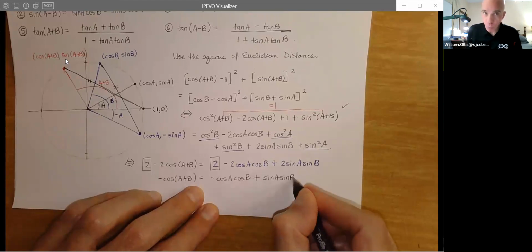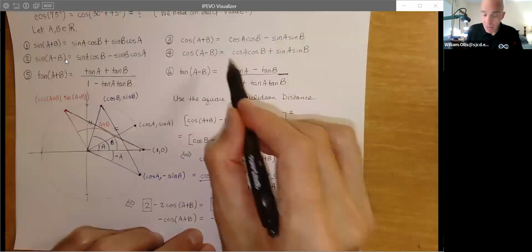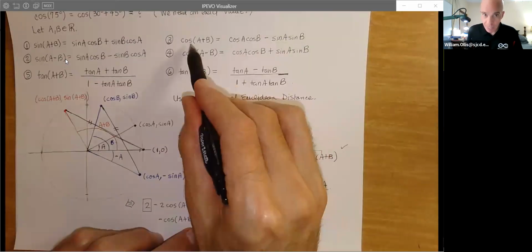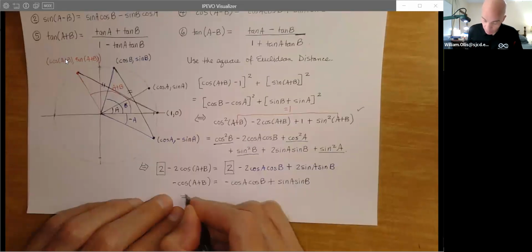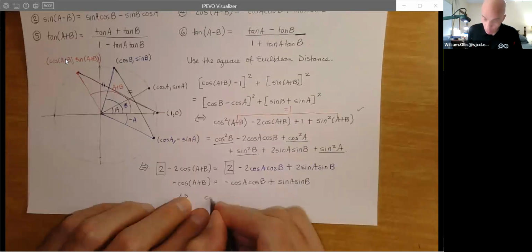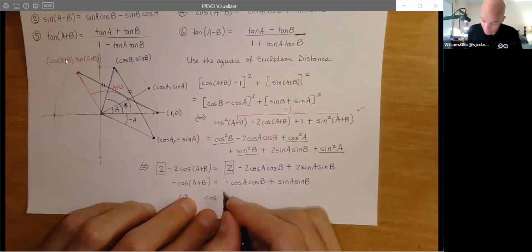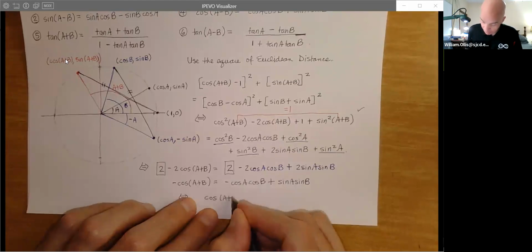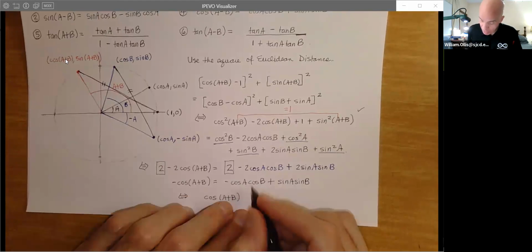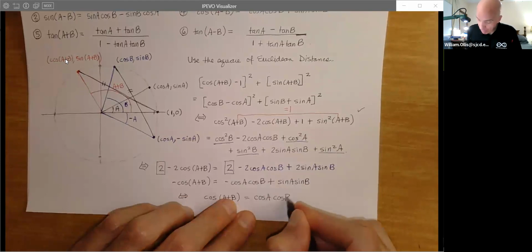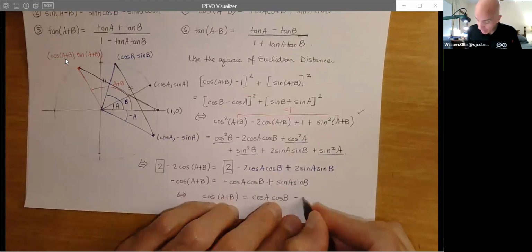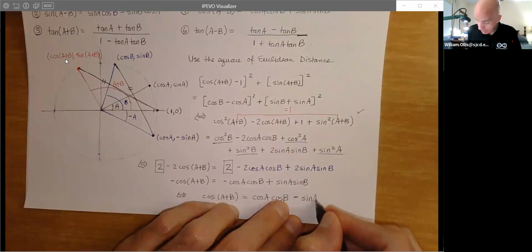But now, of course, we want just the positive, no negative. So we now can multiply by -1 and get an equivalent equation, which is the standard form of writing this. Cosine A plus B equals, so hit these both with negatives, we get cosine A cosine B minus sine A sine B.